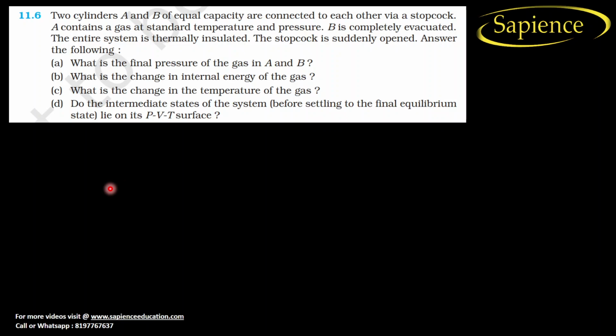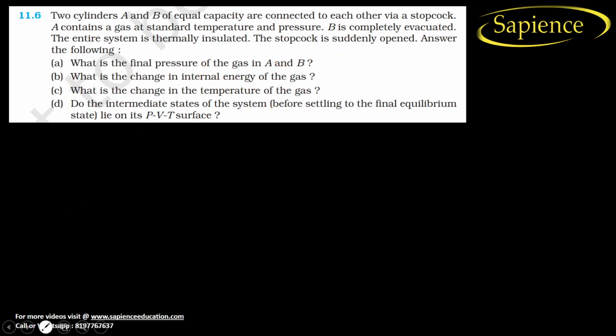11.6. Two cylinders A and B of equal capacity are connected to each other via a stopcock. A contains a gas at standard temperature and pressure. B is completely evacuated. The entire system is thermally insulated. The stopcock is suddenly opened. Answer the following: the final pressure of the gas, and what is the change in internal energy?